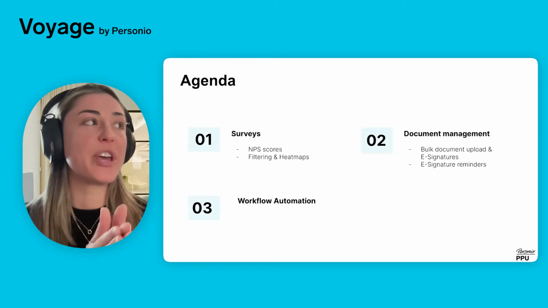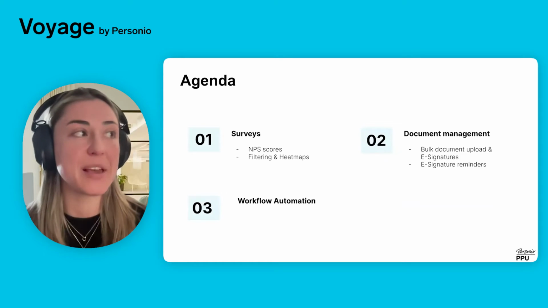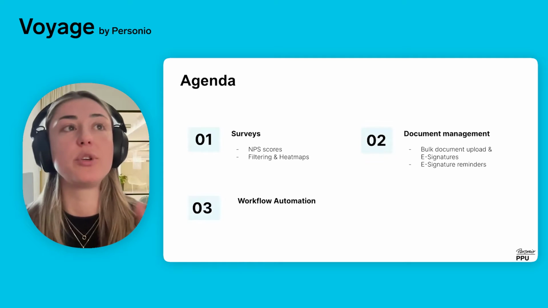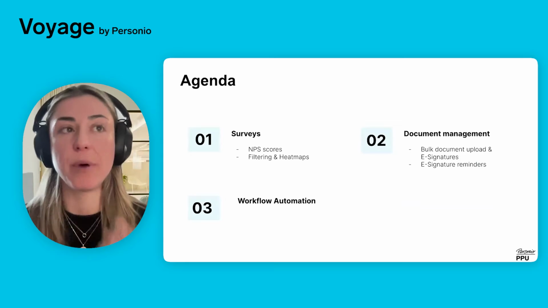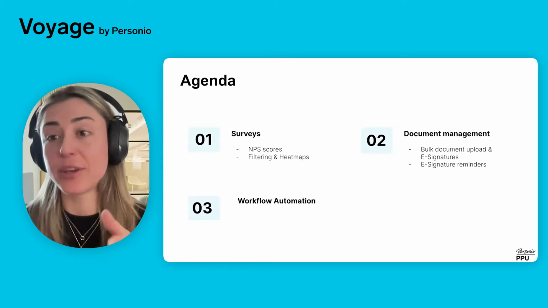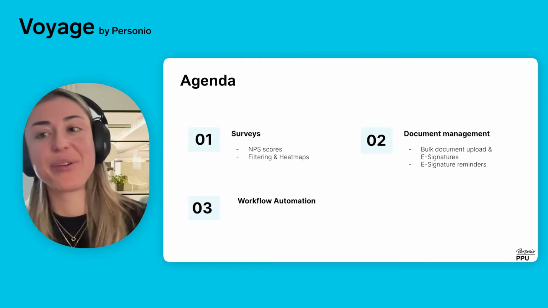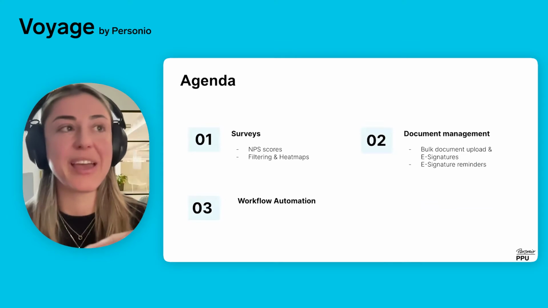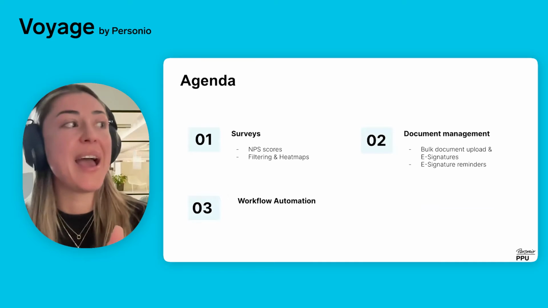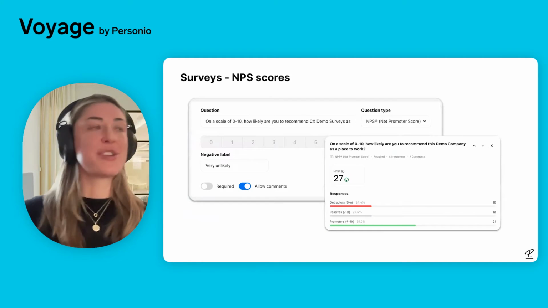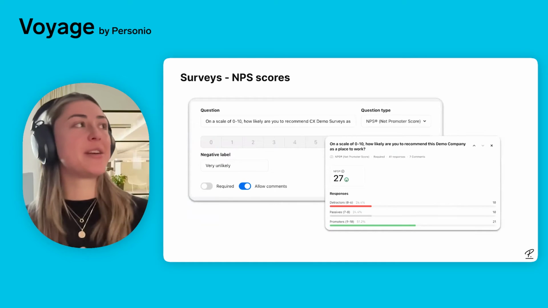So let's get started on the agenda. We're going to be talking about surveys, in particular NPS scores and the filtering and heat maps. Then we're going to move to document management, so talking about the bulk document upload and the e-signatures. And also a little extra that we threw in late last week is the e-signature reminders. And then finally onto the workflow automation.